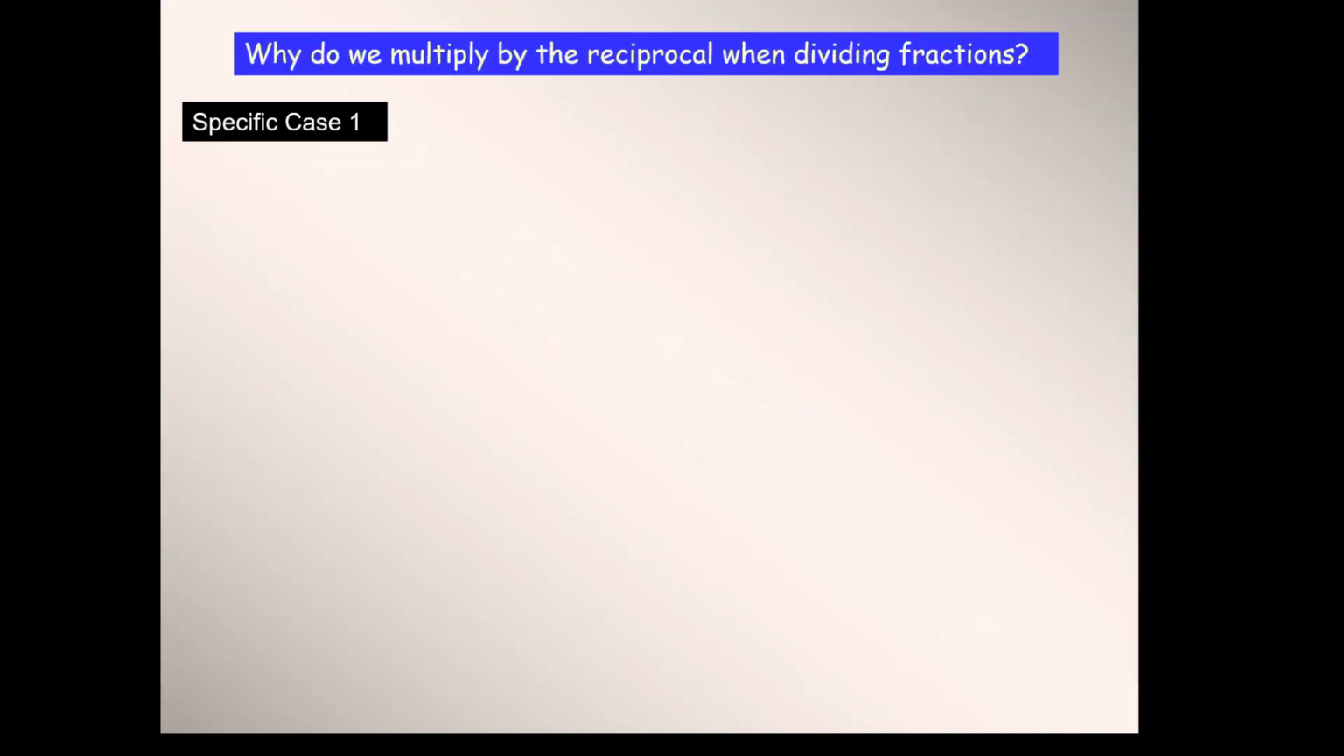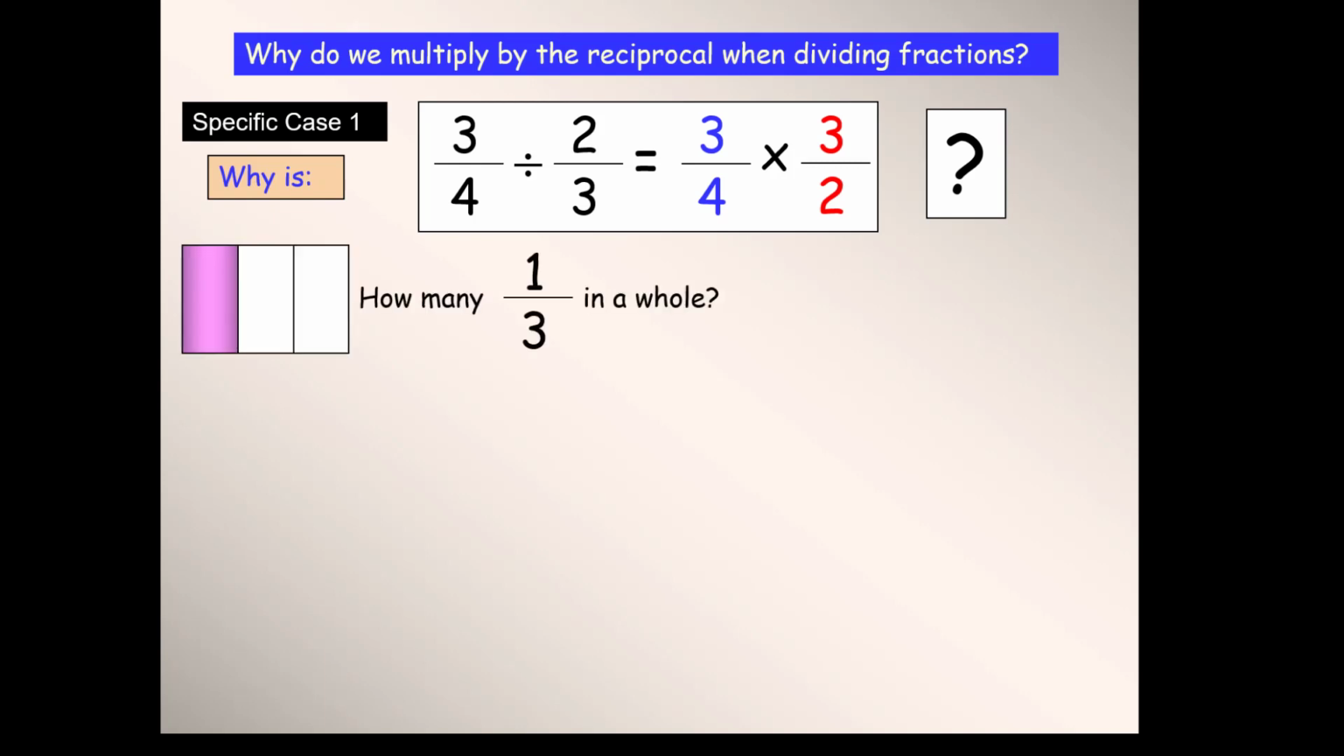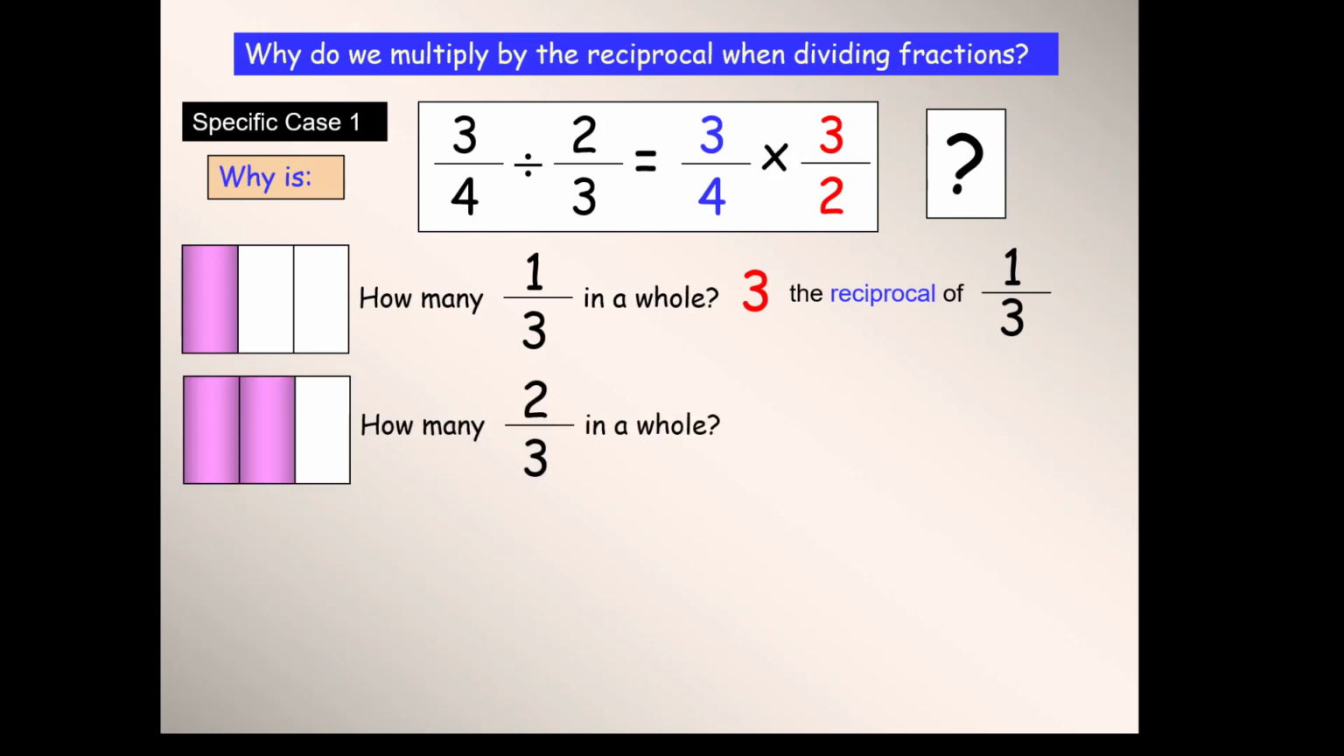Let's try to explain it in a different way. So why is 3/4 divided by 2/3 the same as 3/4 multiplied by 3/2? The question is, how many 1/3 are there in a whole? Yes, there are 3. So 3 is the reciprocal of 1/3, because 3 times a third is 1. Now we can ask, how many 2/3 are there in the whole? So if there are 3 1/3, it means there must be 3 divided by 2 2/3 in a whole. So the reciprocal for 2/3 will be 3/2.